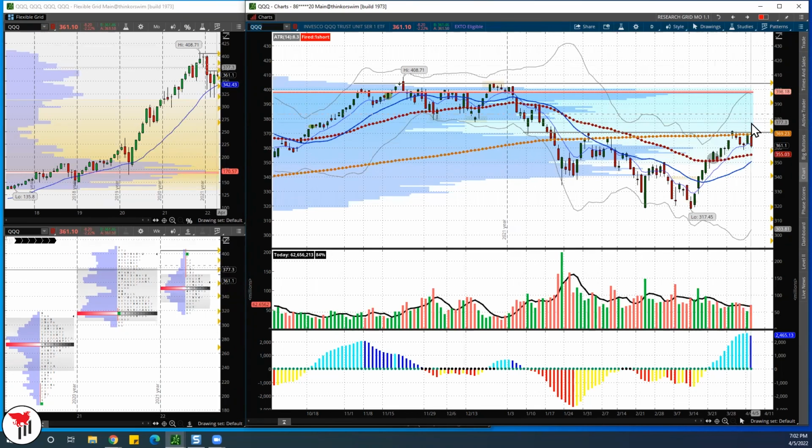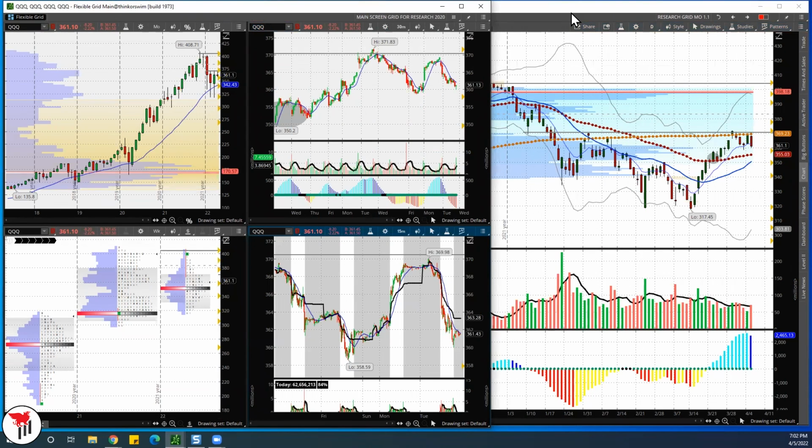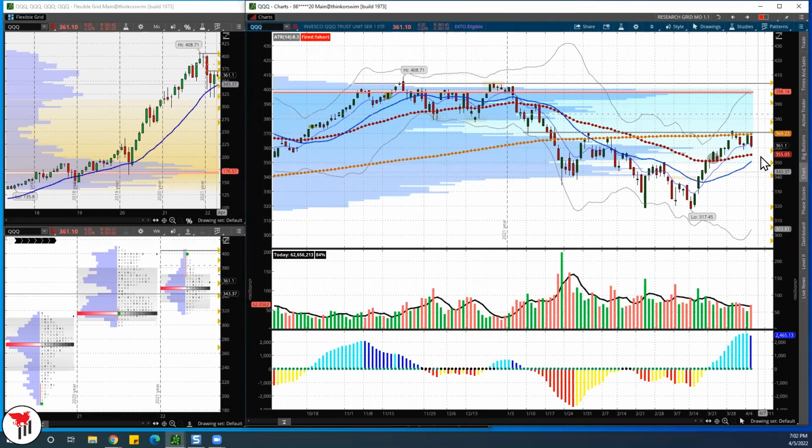This is our main chart for tomorrow. You guys know the levels. Go watch it again if you don't remember what we talked about. But basically, we're watching the 360, the 355, the 340 and 370, of course.